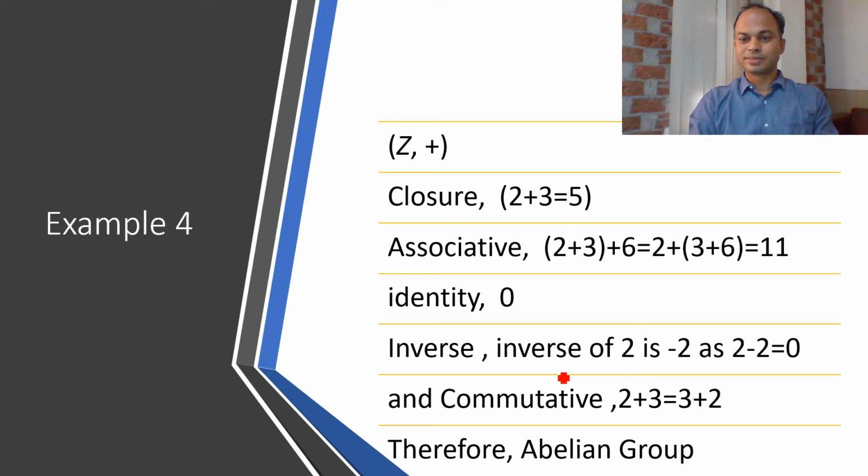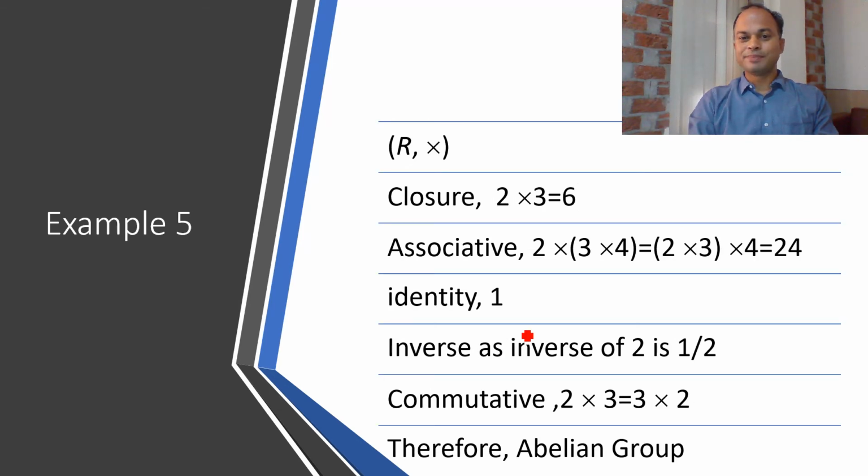When we talk about inverse, the inverse of 2 is minus 2. Therefore, 2 plus minus 2 equals 0. I mean, after applying the inverse, our result should be the identity, and identity here is 0. We are getting the identity. So inverse property is true because minus 2 is also an integer. If we talk about the commutative property, we can write 2 plus 3 equals 3 plus 2. This is also possible. I mean all 5 conditions, closure, associative, identity, inverse and commutative, are true. Therefore, Z plus is here an abelian group.